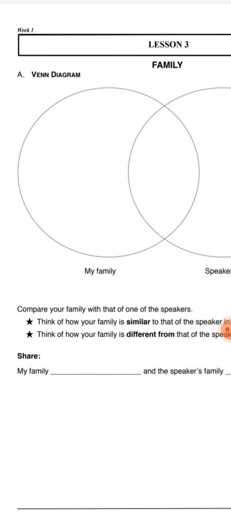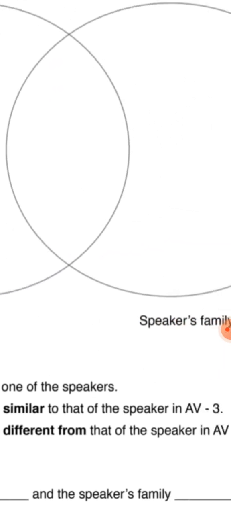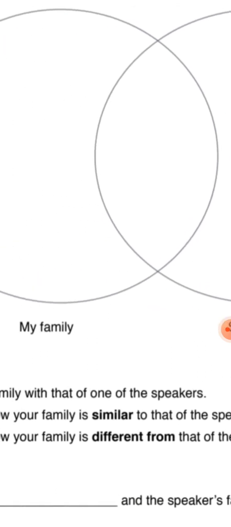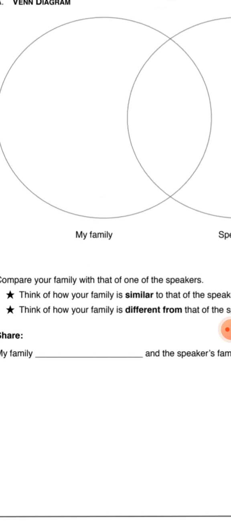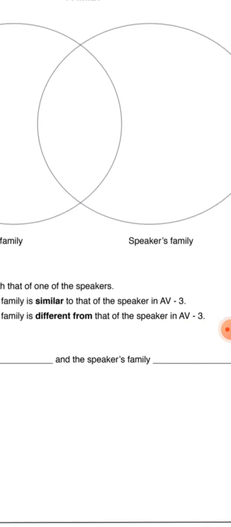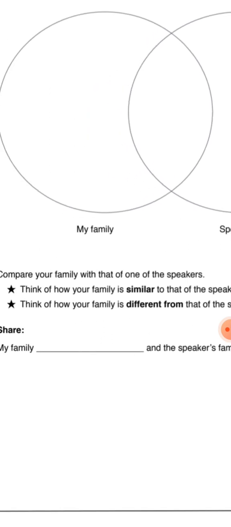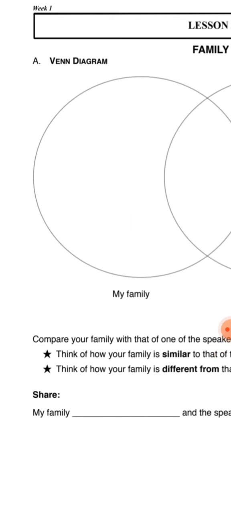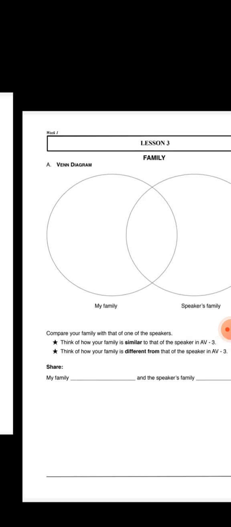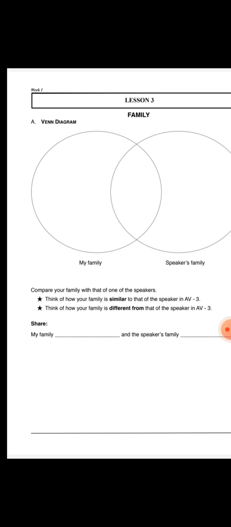We have to compare: this circle is for yourself and this circle is for myself. So what you should do is compare your family with my family. We are different persons, so our families are different, and we compare according to the video. This lesson is about audio and video, but I will not provide any video, so you can compare your family with your friends' families. Think of how your family is similar to that of the speaker. Audio 3 means exercise A is all about family, all about audio and video. This exercise requires video, but I don't have any video, so I can't provide it, sorry.